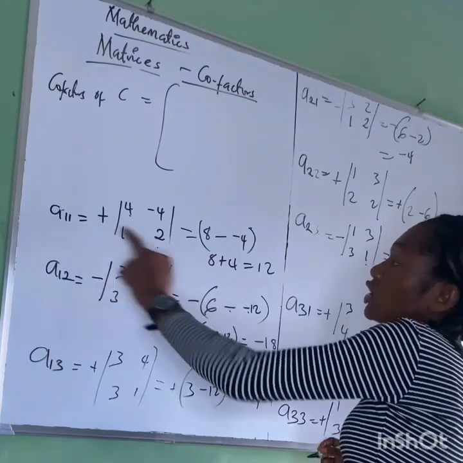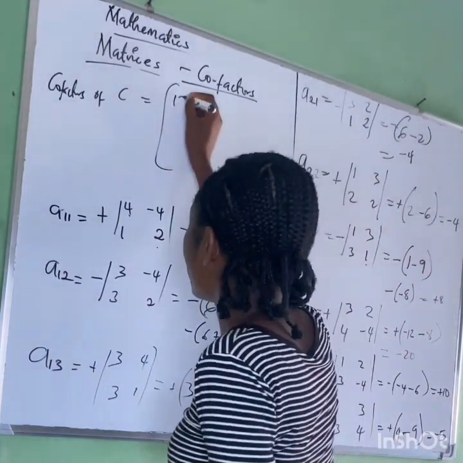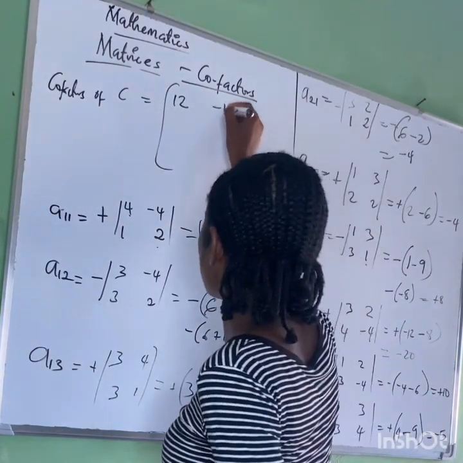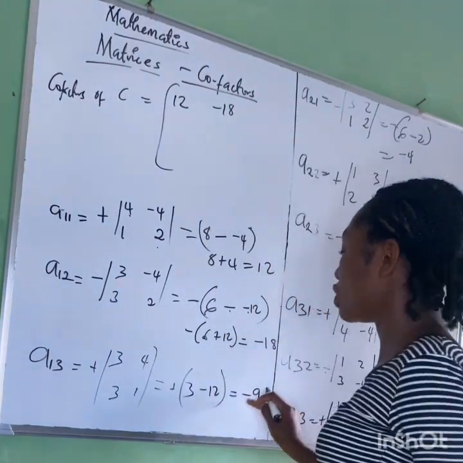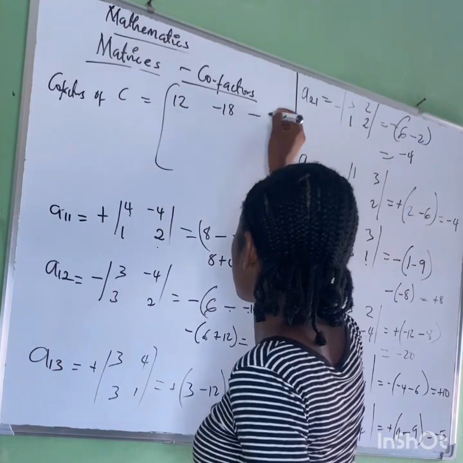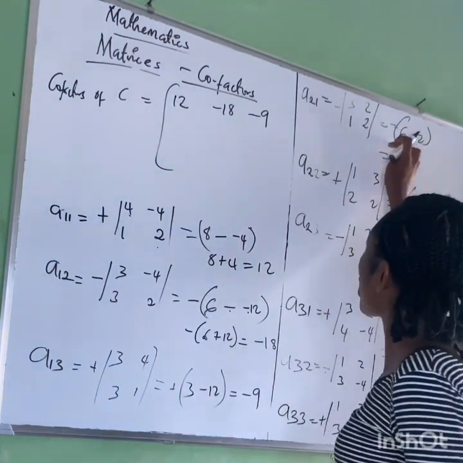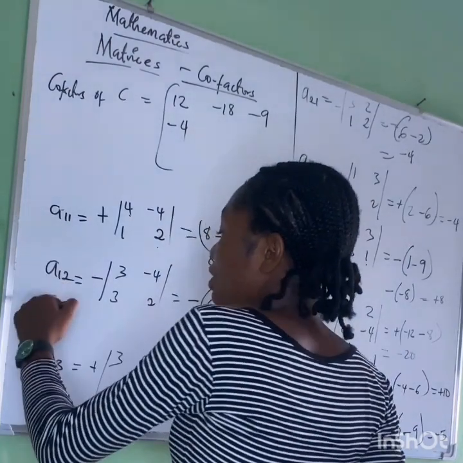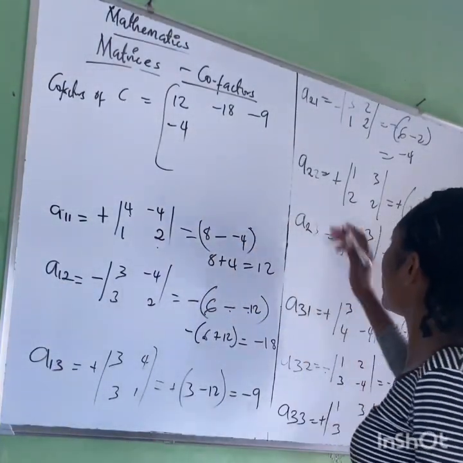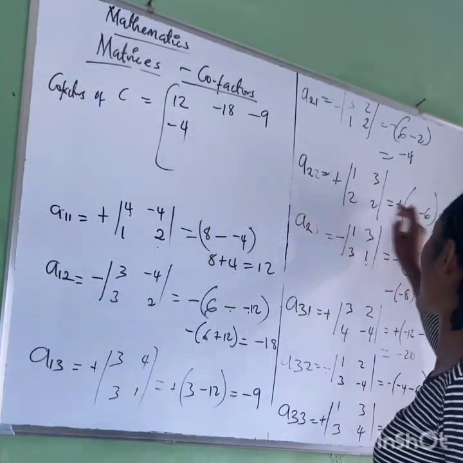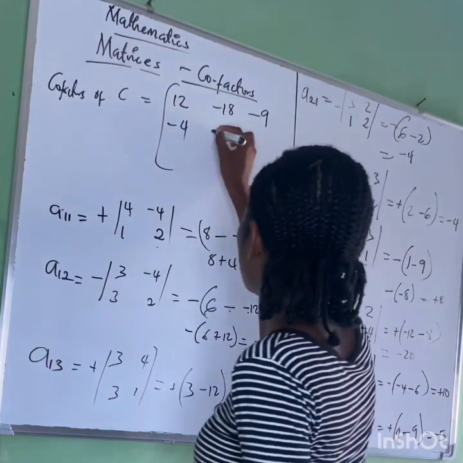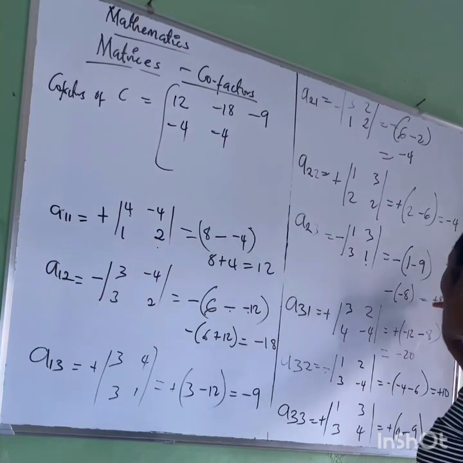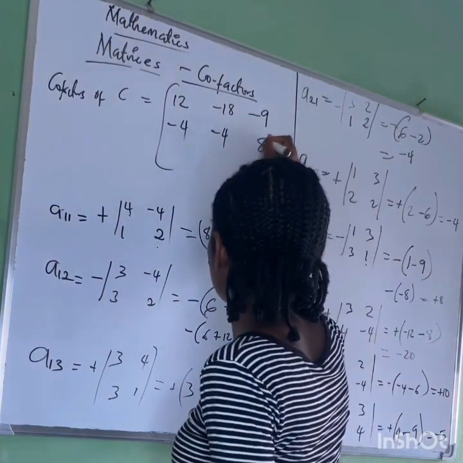So for our first row, first column, we have 12. For our first row, second column, we have minus 18. For the third column, we have minus 9. For our second row, first column, we have minus 4. We need to give it this name so that we don't get confused. For our second row, second column, we have minus 4 again. For our second row, third column, we have plus 8, that's positive.